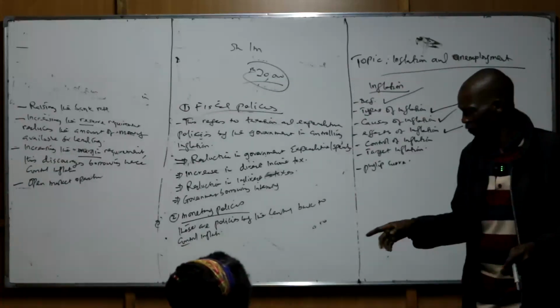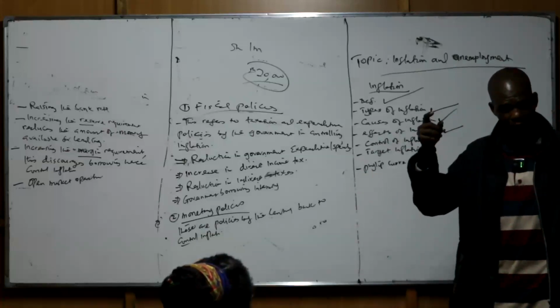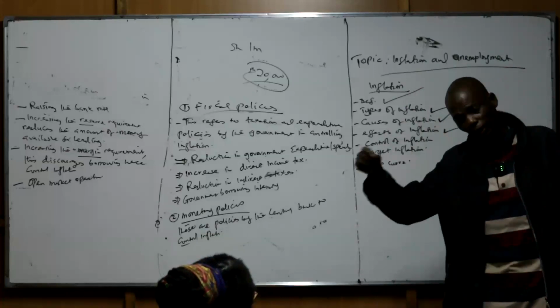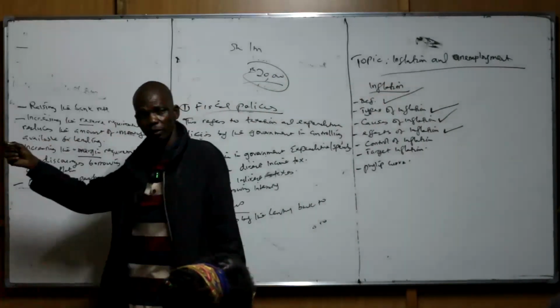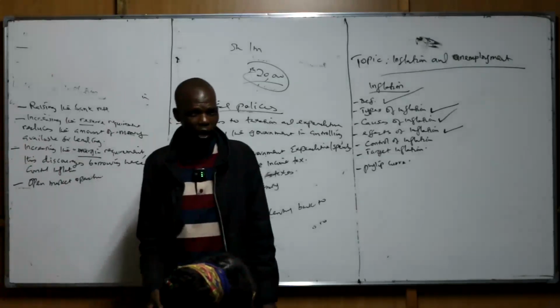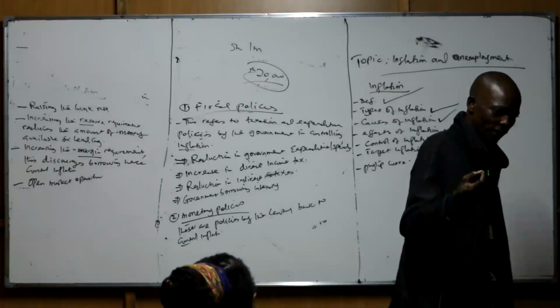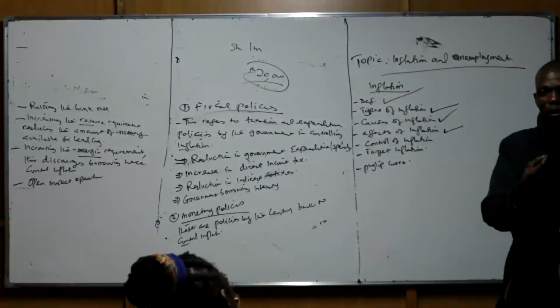Now that you have reminded me, another cause of inflation is what we call imported inflation. Imported inflation is whereby inflation is being experienced in Uganda and you are buying goods from Uganda. So by importing goods from Uganda where there is inflation, it's like we're also importing inflation. So we call it imported inflation.